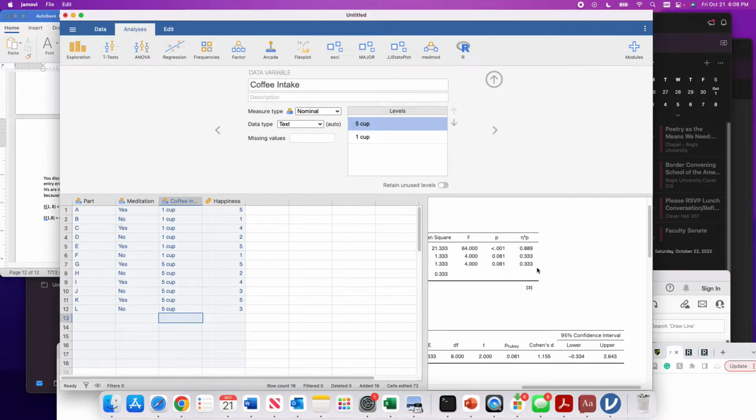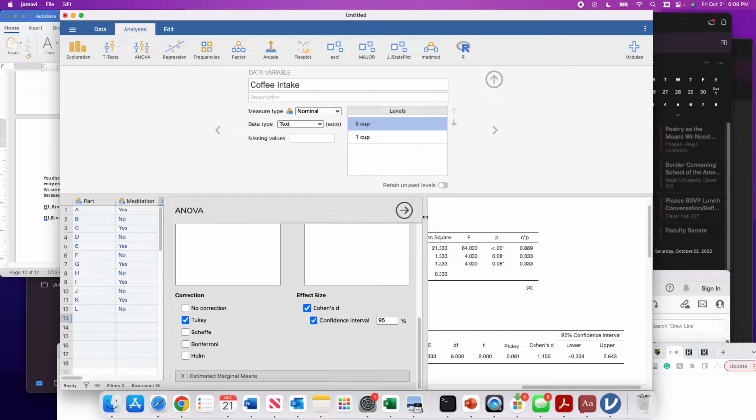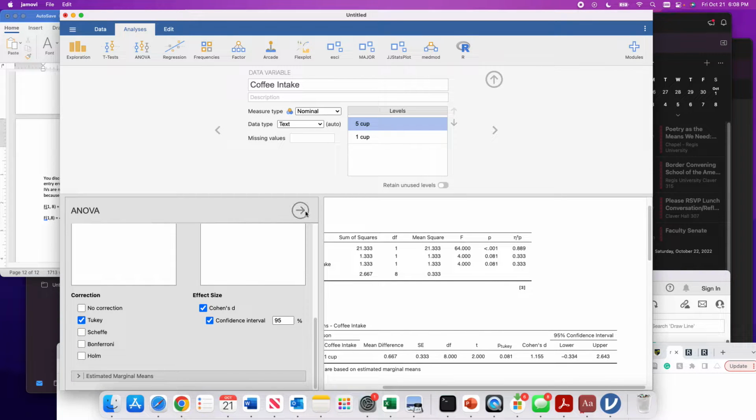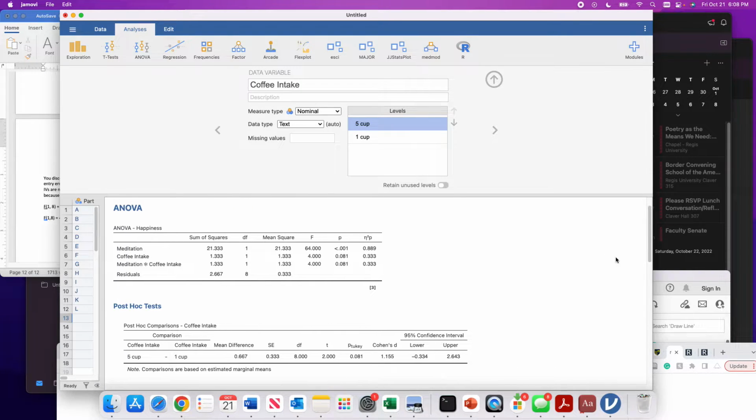And then finally, our interaction is not significant as well, but we still have to do our work. So I'm going to click in here. I'm going to do what I have to do to make this visible.